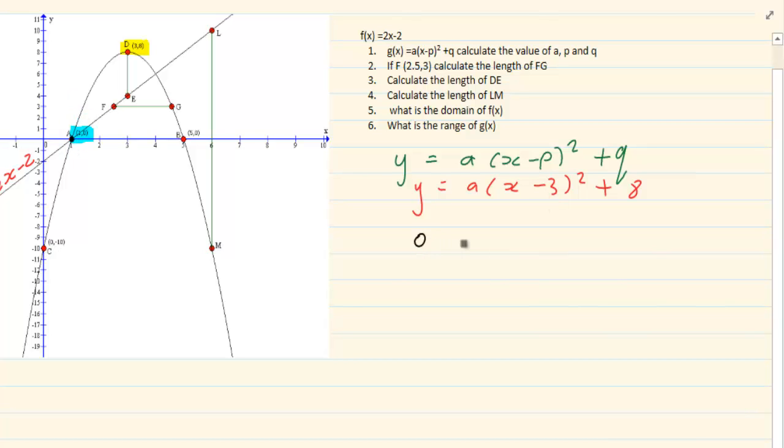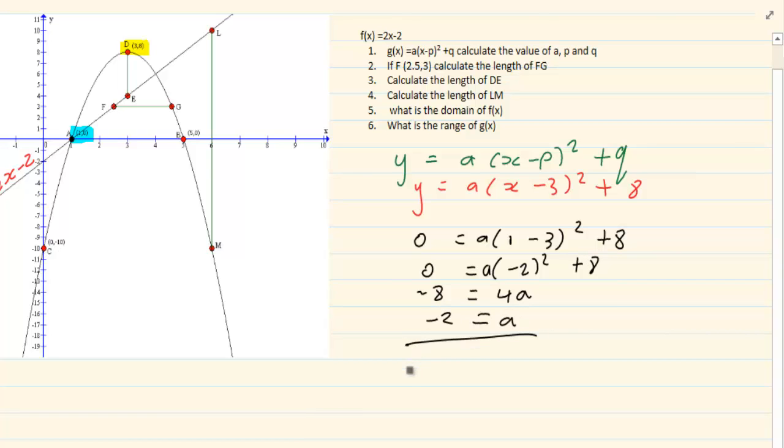In y we're going to substitute 0. In x we're going to substitute 1. This would give us minus 8 is equal to 4a. A is equal to minus 2. So what is the value of a? Minus 2. What is the value of p? P is equal to 3 and q is equal to 8.